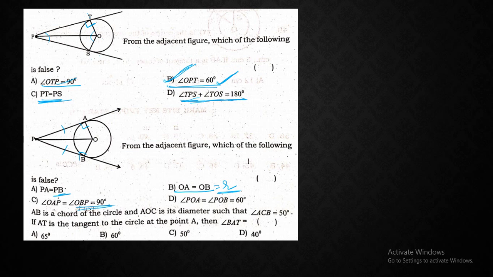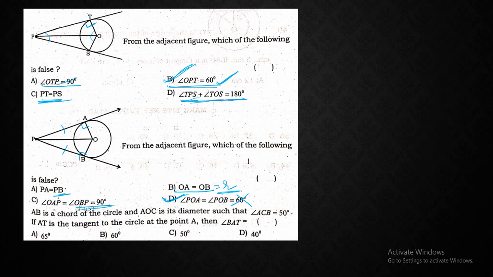At the point of contact, it makes a 90 degrees angle. Next, angle POA is equal to angle POB. So those are equal, but we can't say that it is 60 degrees. Hence option D is my false statement.